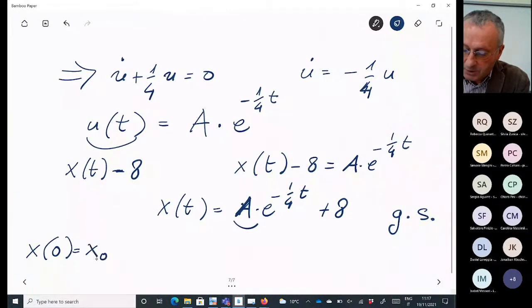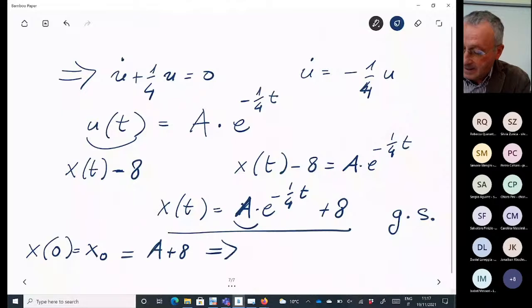So now, what is x(0), which is equal to x0 because we impose this? On the other hand, it must be equal to a times the exponential, where the exponential at 0 is 1, so a plus 8. It follows that a is equal to x0 minus 8. Here is the interpretation of the constant a in the solution.